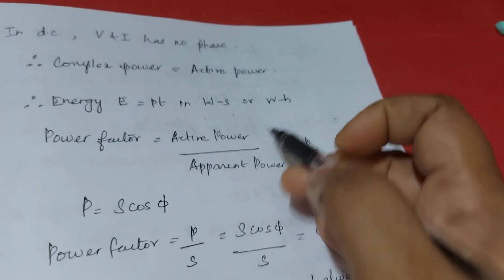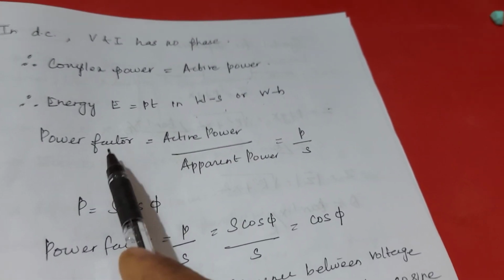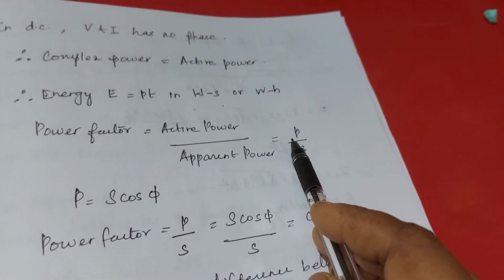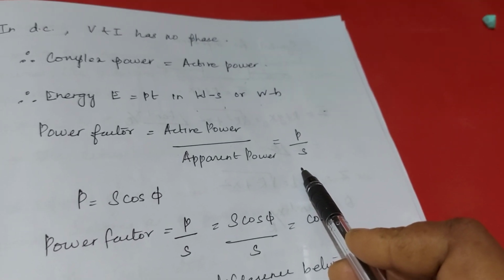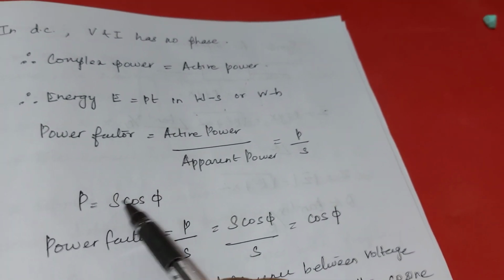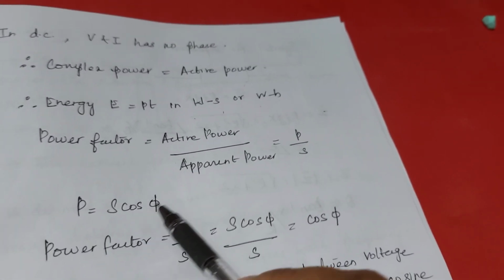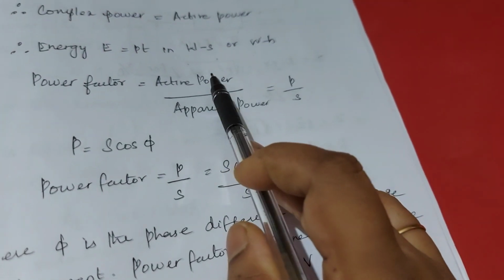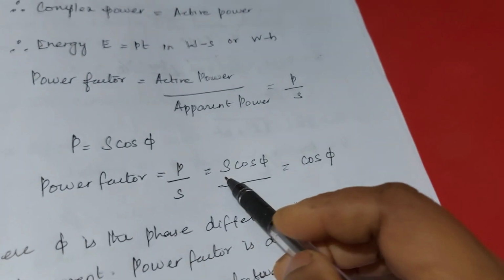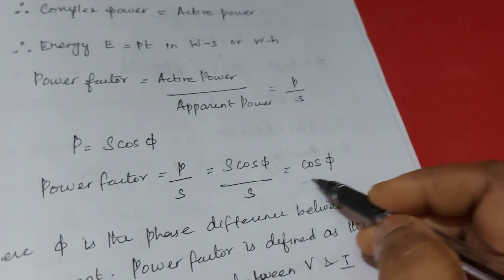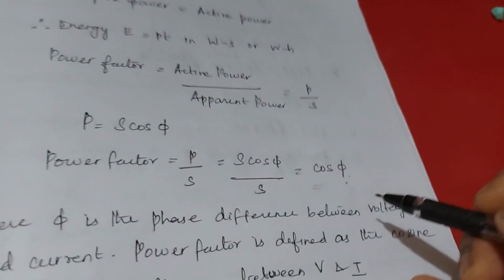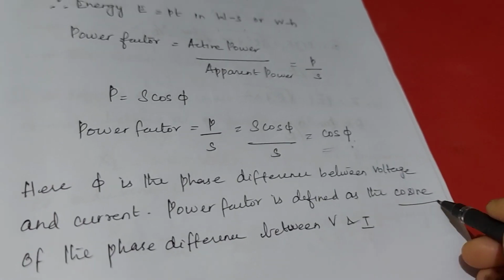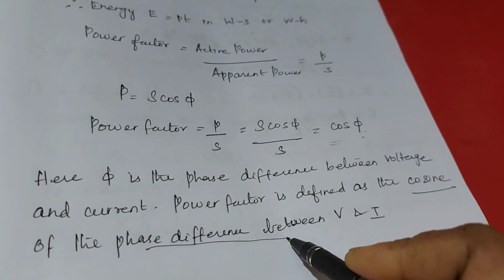Now we are going to find power factor. Power factor is defined as the ratio of active power divided by apparent power. Active power is P, apparent power is S, and you very well know that P is equal to S cos phi. So in this equation, instead of P, I am going to substitute S cos phi. So S cos phi by S results in cos phi, where phi is the phase difference between voltage and current. So power factor is defined as the cosine of the phase difference between V and I.